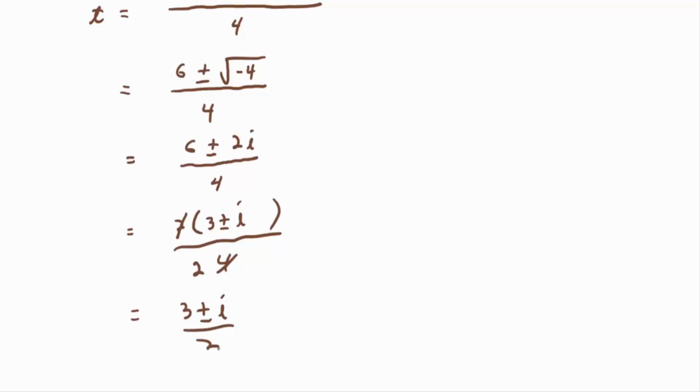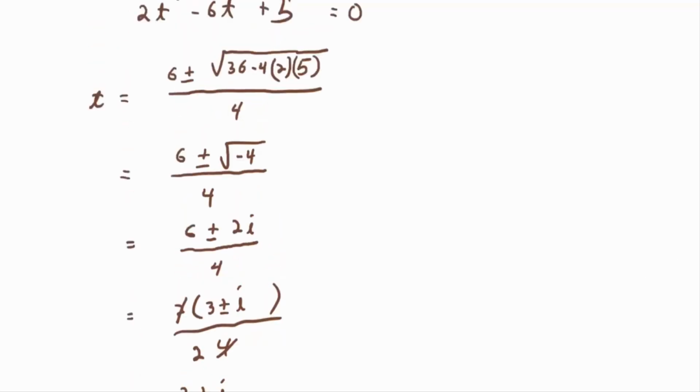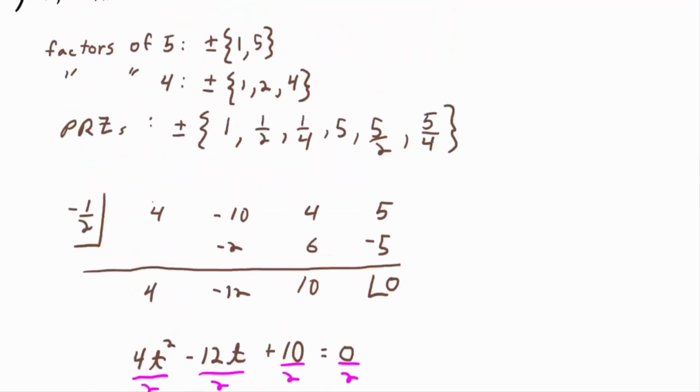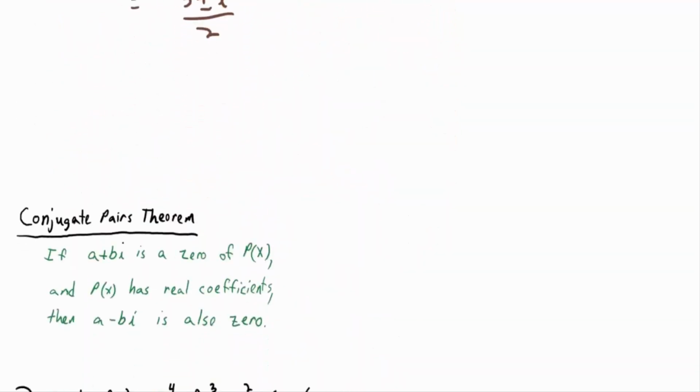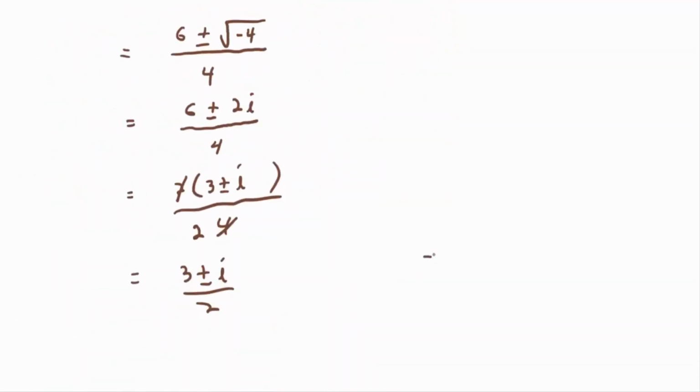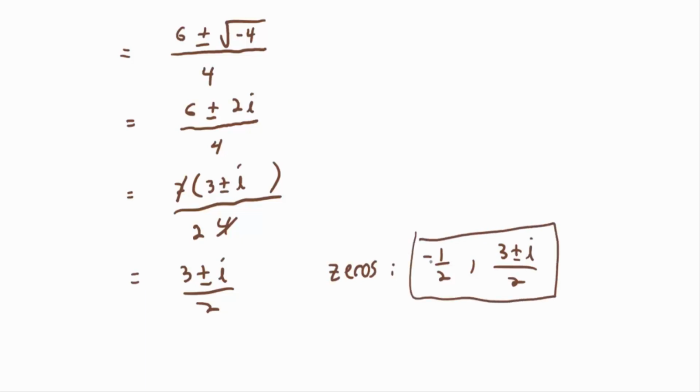Does that make sense? Okay, I think we got them all. We've got all 3 because there were 3. So we've got zeros of what? Negative 1/2. And then 3 plus or minus i over 2. So these are your zeros. By the way, you can use your calculator to check these, even the complex ones. You just can't do anything with the graphing of the complex number.